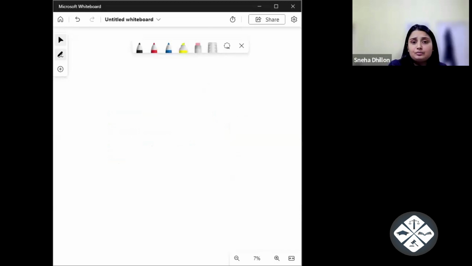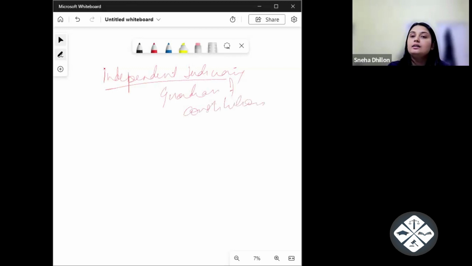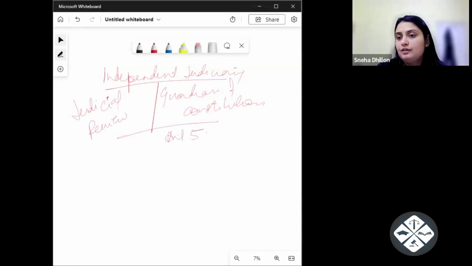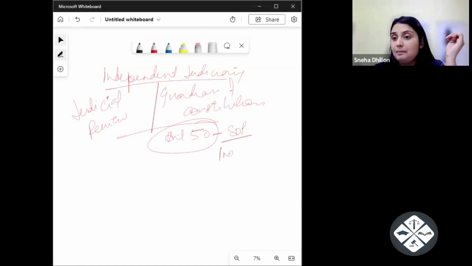When we talk about independence of judiciary, we can say the Indian Constitution is independent and the judiciary has the power of judicial review. It is an independent judiciary, and it is also called the guardian of the constitution. It has judicial review also. You can refer to Article 50 for independence of judiciary, which also tells us about separation of powers.